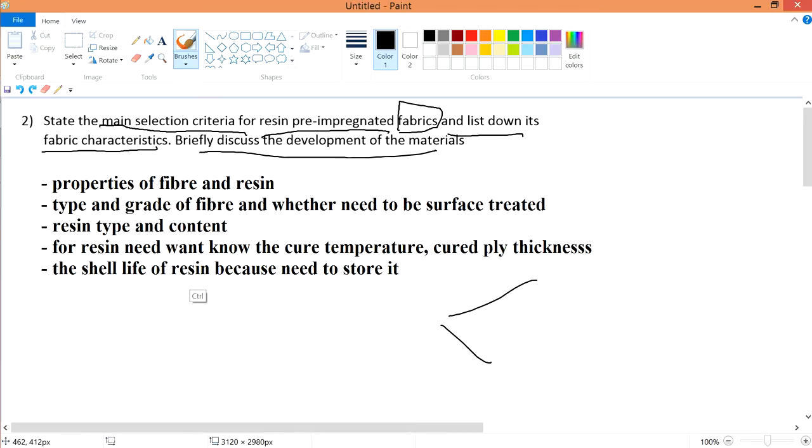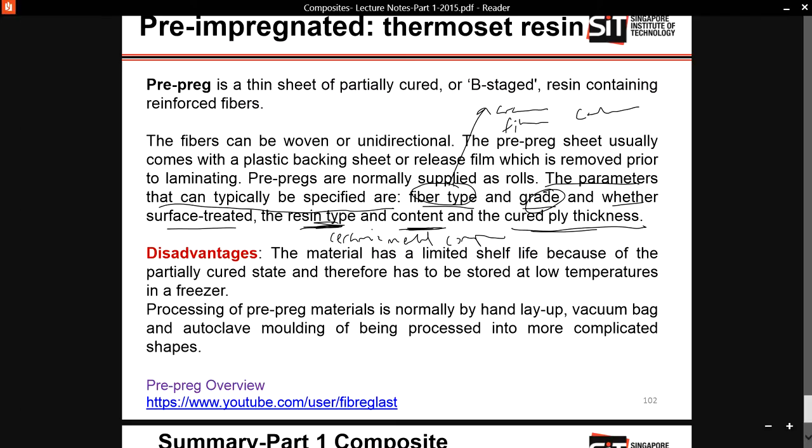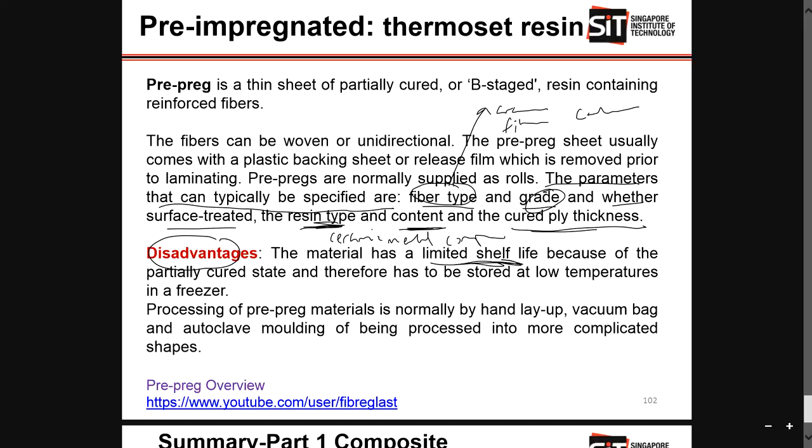And the shelf life, because your resins need to be stored, right? Your prepreg is a shelf life style system, because you pre-impregnate it with certain fibers, and then you store it. So when you want to use it, you take it out. So therefore it is a pretty good thing. But it may be good, it may be bad. In this case, the disadvantage is that it has a limited shelf life and has to be stored at very low temperatures in the freezer. So you need a freezer also, things like that.